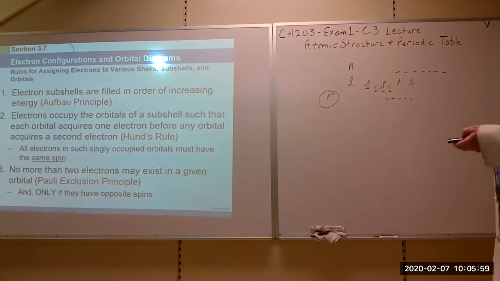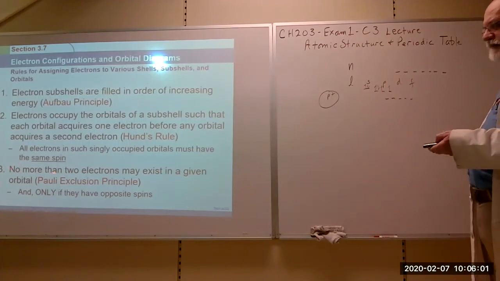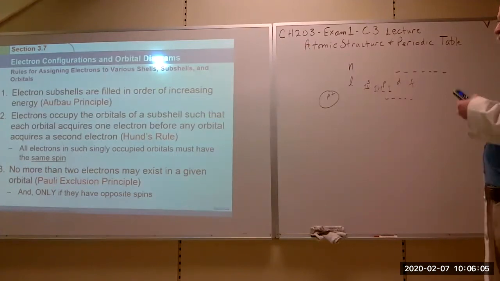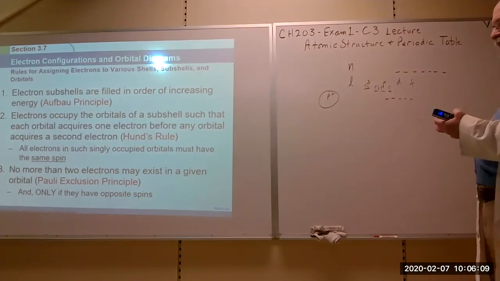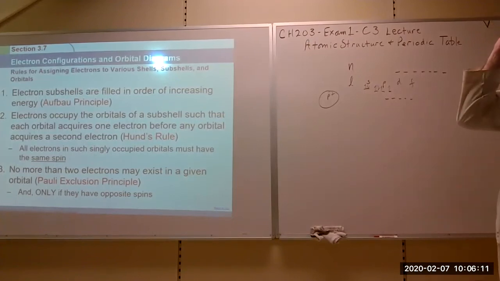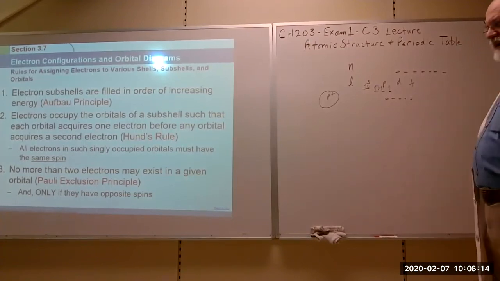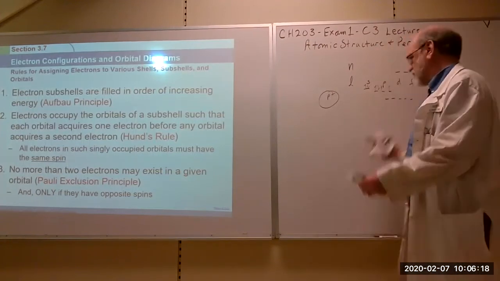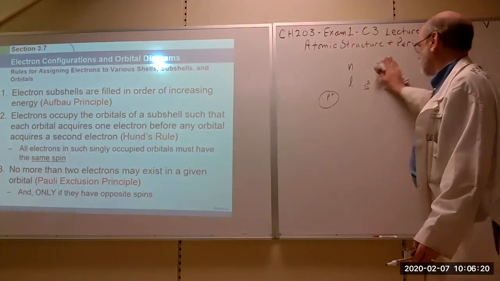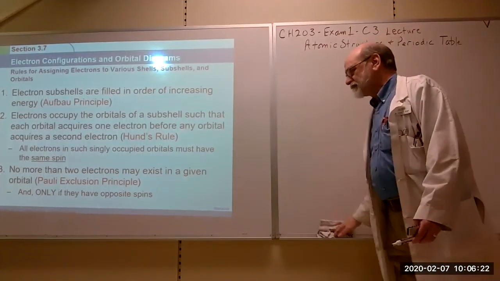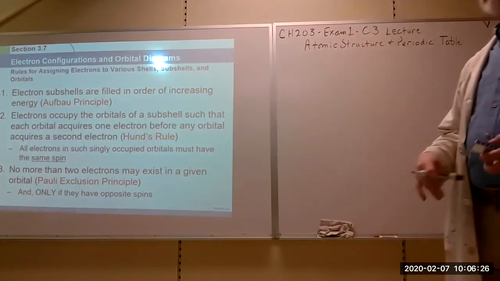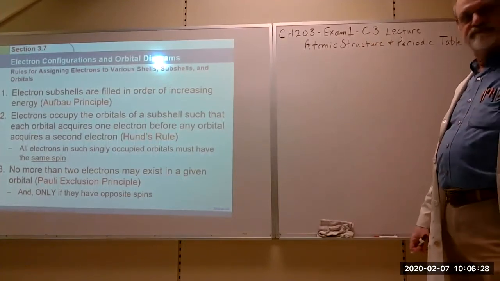And then the Pauli exclusion principle says that you can't put 2 electrons in the same orbital unless they have opposite spins. That's a simplified version. Actually, there's another version, but that is the gist. So if we obey these rules, then we can build an atom with confidence.